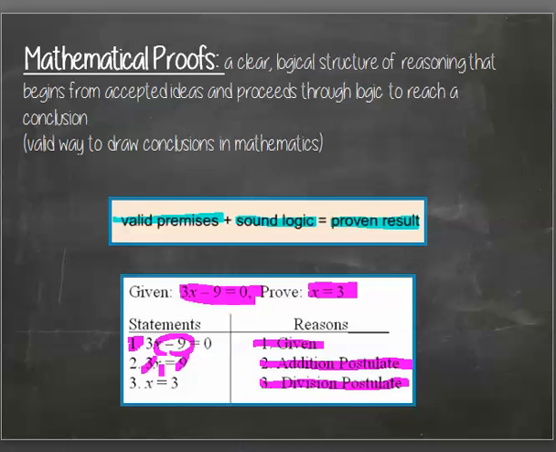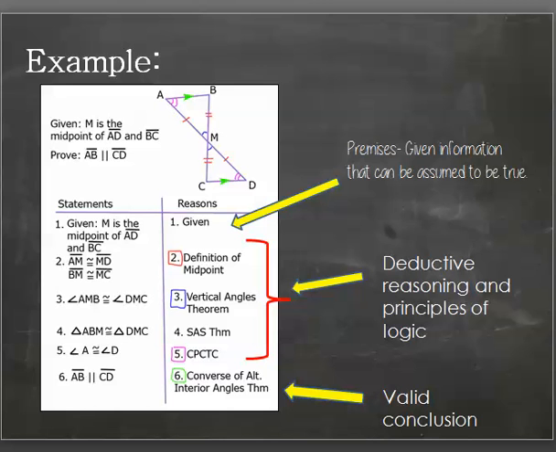So working through proofs, we're just trying to find the way to do something, not necessarily the answer itself. Here's an example of what a proof might be.